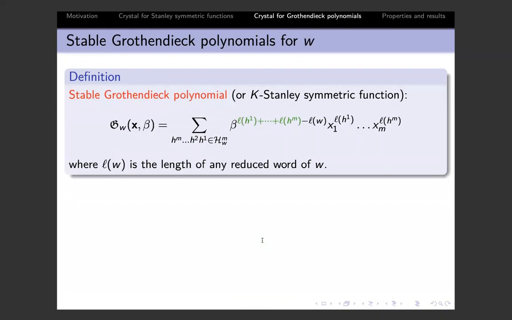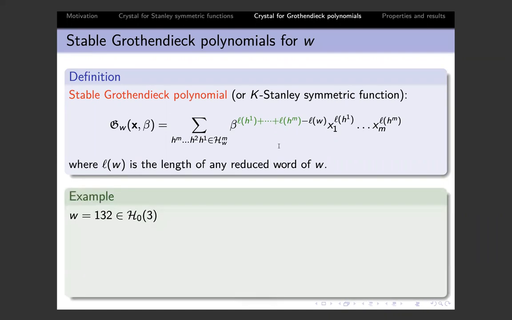Now we are going to define the stable Grothendieck polynomial as follows. We look at all decreasing factorizations in this zero Hecke monoid. We take again the weight to be x_i to the length of the ith factor. But now there's an extra parameter beta, which is given by what is called the exceedance. You look at the length of all of the factors and subtract from that the length of the representative in your symmetric group, so the length of W in the symmetric group.